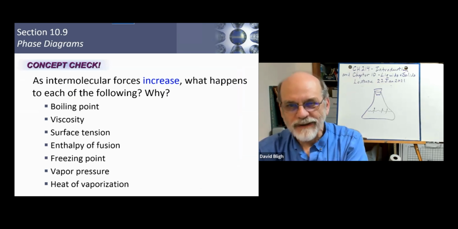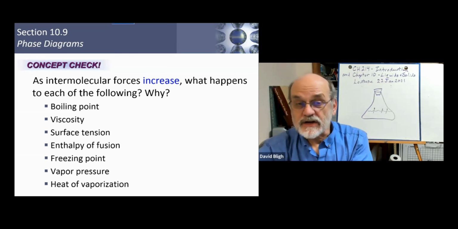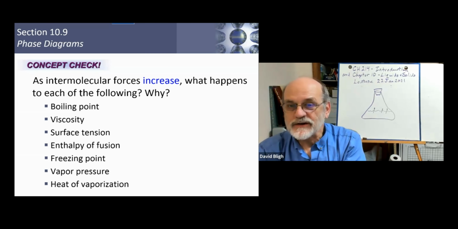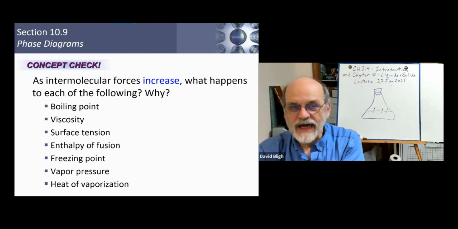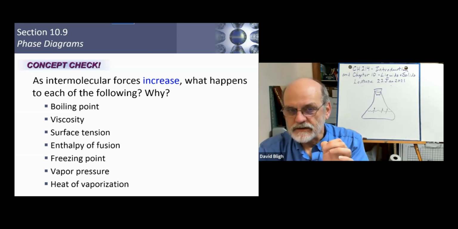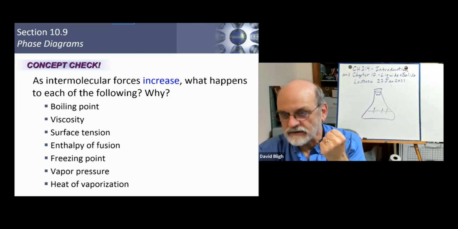Okay, we're about done. So under what conditions here would the intermolecular forces increase? And what happened? Why is that true? What happens to each of these following properties when the intermolecular force increases? If you increase the intermolecular force, the boiling point should go up because there's more force holding that liquid together. It takes more energy to break those bonds.